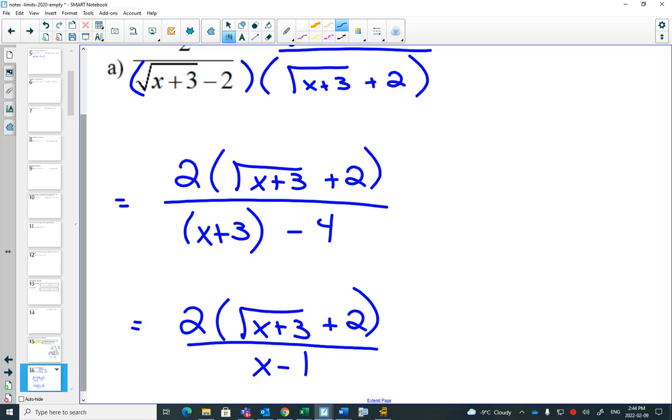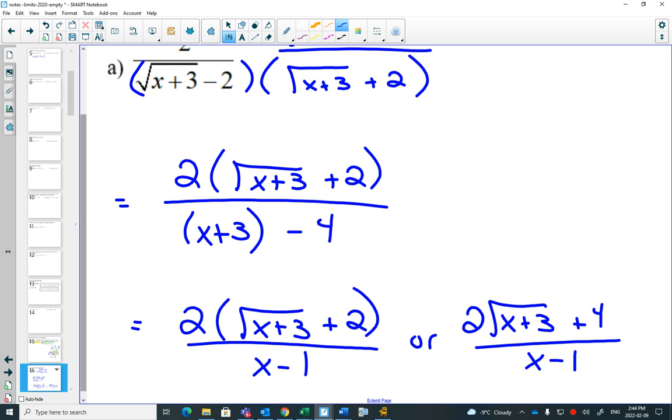On the top, if you distributed that 2, perfectly fine. But we're going to find that often we need things factored to simplify them. So we'll often leave things in a factored form in the end. So it would be fine if you had it like this, or if you distributed that 2, that would be fine as well. The reason we leave things as factored as possible is because if something cancels out, it makes our life even easier.